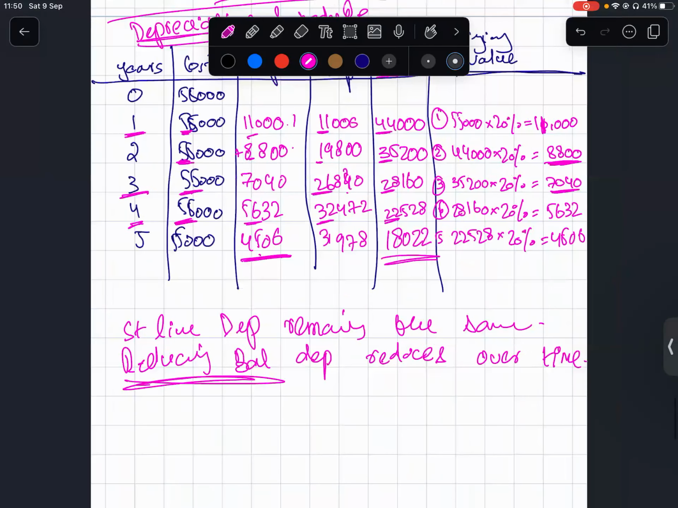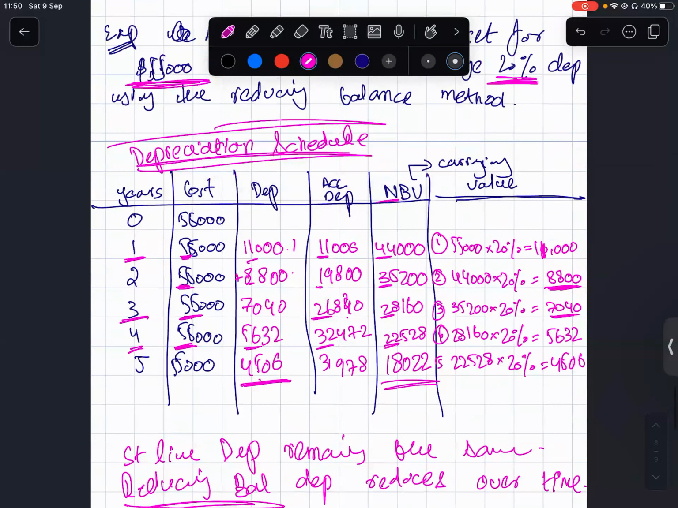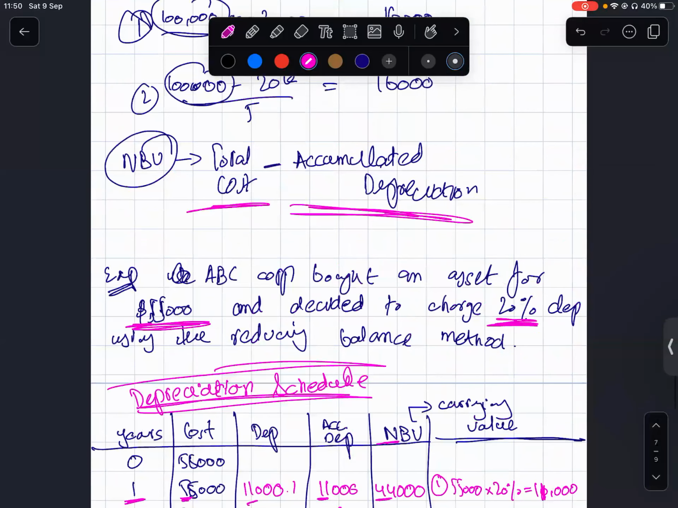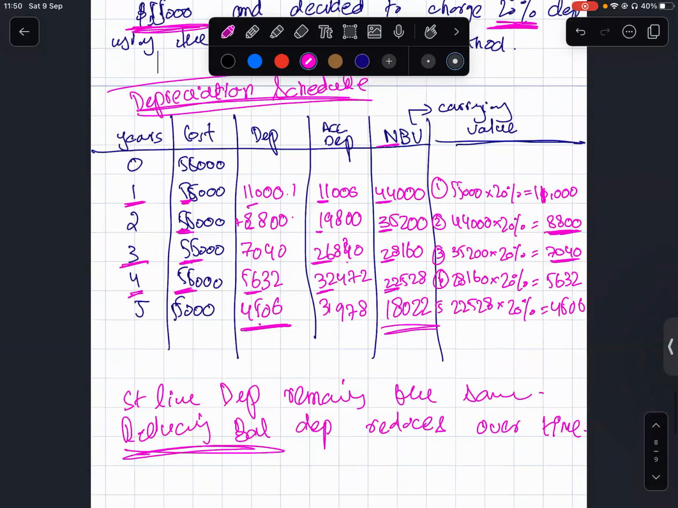Any confusions? Yes, sir. Sir, like in straight line, we used to calculate the total, minus the accumulated carry down value, then plus the scrap value, then we used to get the total cost. Then how do we know that in this one, this answer is correct? So we cannot tell in the reducing balance method.